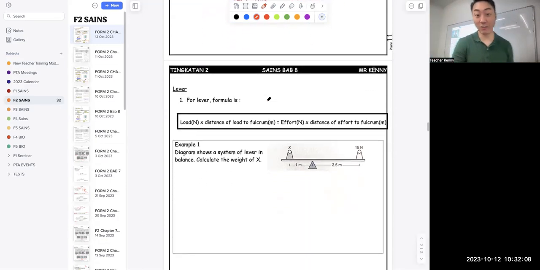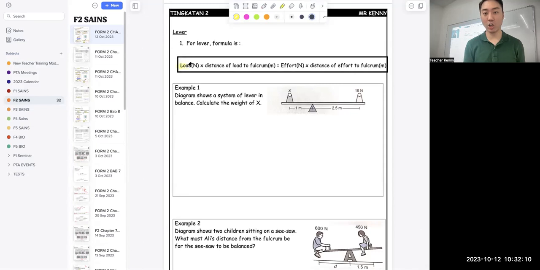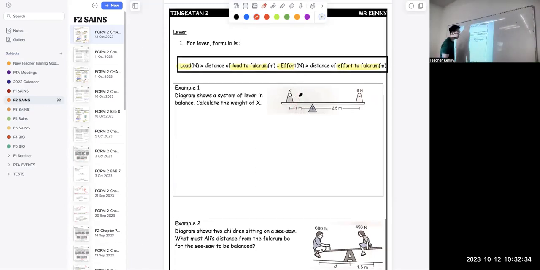Okay, so let's look over here. The lever: load times load to fulcrum is always equal to effort times effort to fulcrum, the distance of effort to fulcrum. So let's look at an example over here. The question asks you, calculate the weight of X. How heavy is X? So X times 1 equals this times this. You can find X, right?